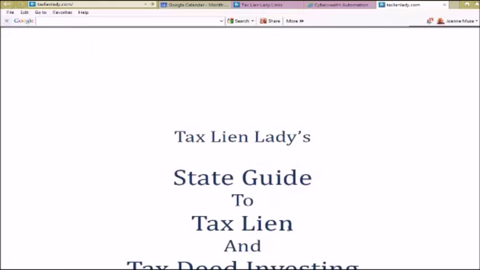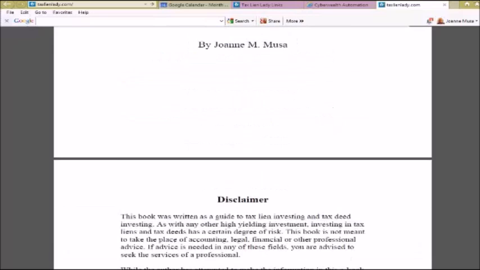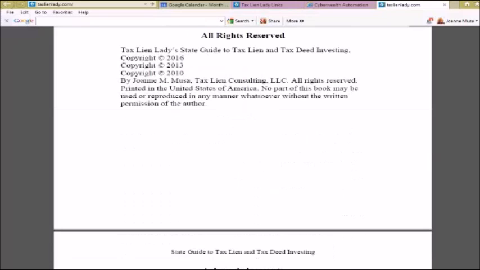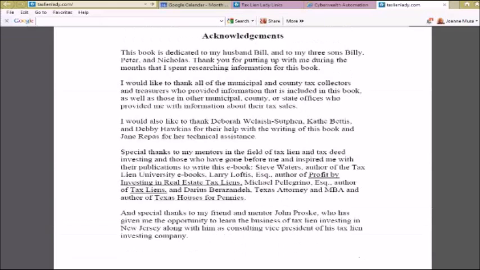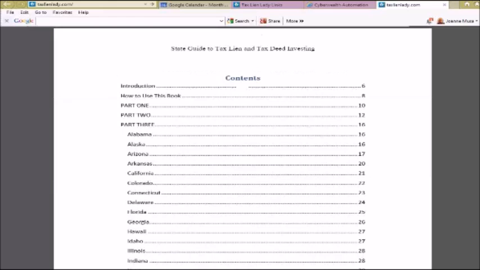So this is the state guide, and let me just make it a little bit smaller so you can see more of it. I'm going to show you how to use this tool. It was just updated for 2016, by the way. I've got to constantly update it every 2 or 3 years because things change.